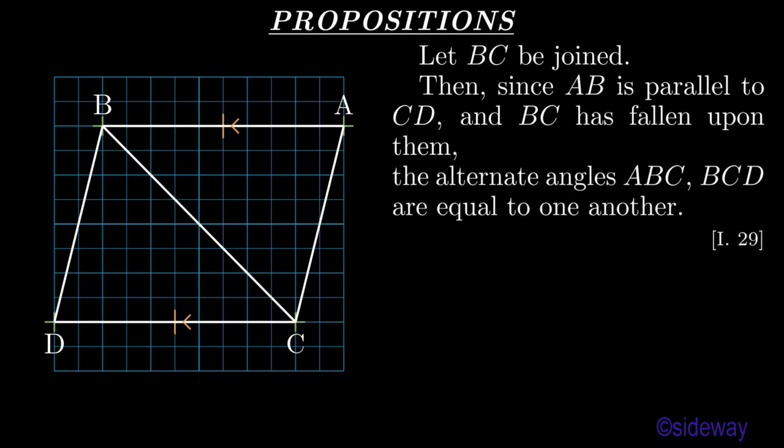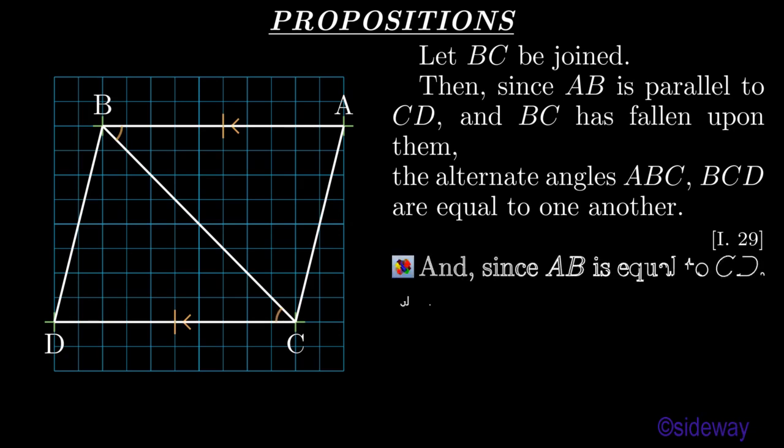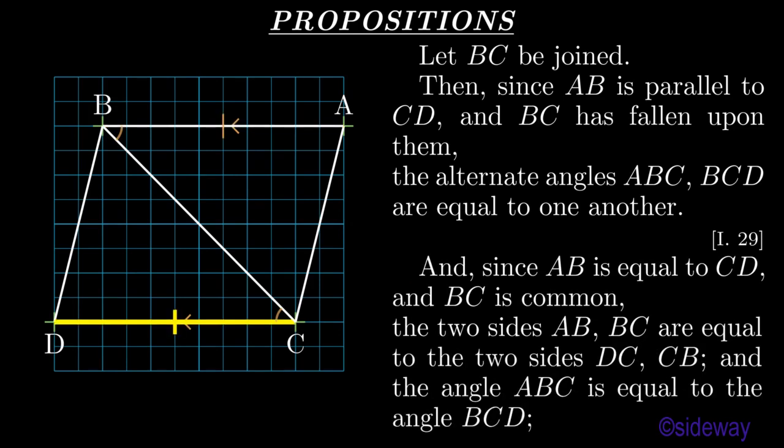Let BC be joined. Then, since AB is parallel to CD, and BC has fallen upon them, the alternate angles ABC, BCD are equal to one another, by Book 1, Proposition 29. And, since AB is equal to CD, and BC is common, the two sides AB, BC are equal to the two sides DC, CB, and the angle ABC is equal to the angle BCD.